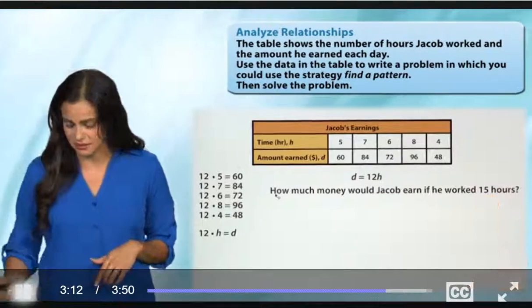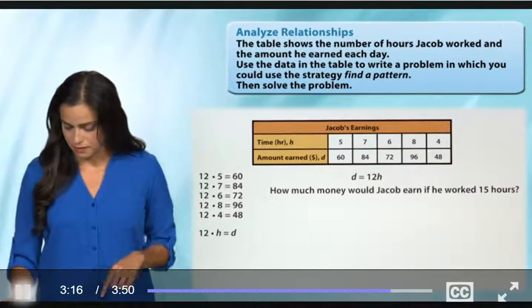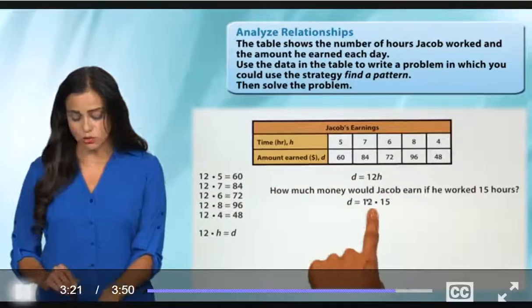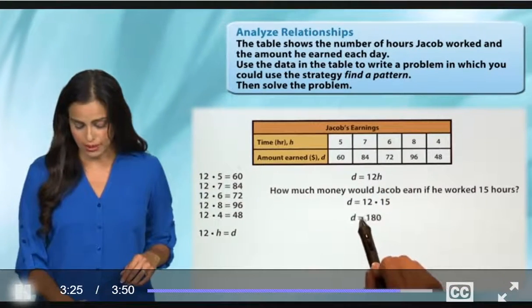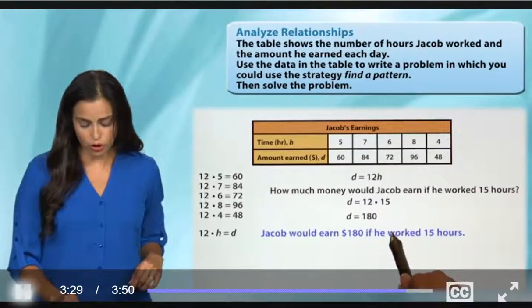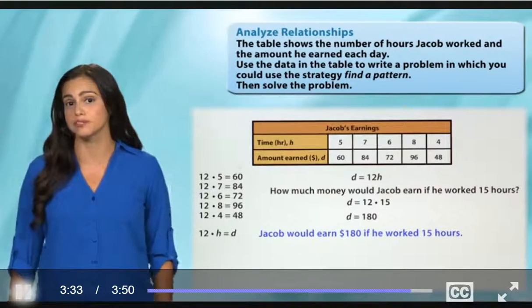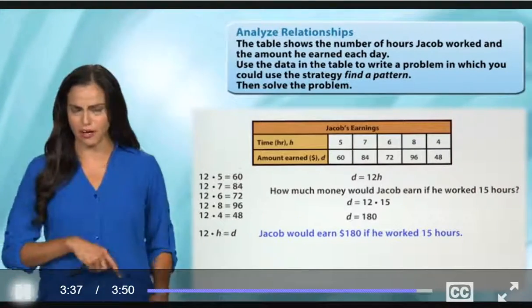So we're going to substitute 15 where we have the h. So we get D is equal to 12 times 15, and D equals 180. Therefore, Jacob would earn $180 if he worked 15 hours. That's a lot of hours in one day. If I was Jacob, I'd talk to my boss about overtime.